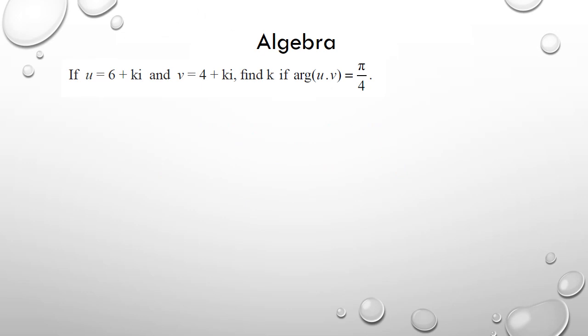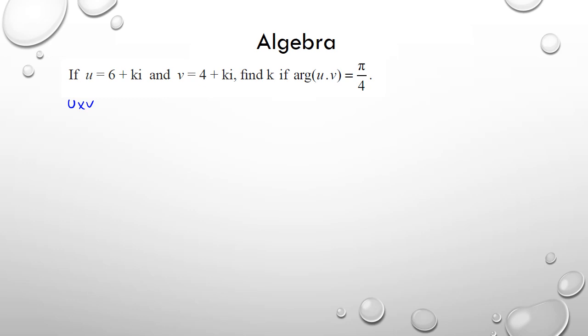Okay, so looking at the first question here, this is all that's been given for the question in algebra. If u equals 6 plus ki, v equals 4 plus ki, find k if the argument of u times v is pi over 4. So we're actually looking for what k is. The first step is to figure out what u times v is going to equal. So what is u times v?